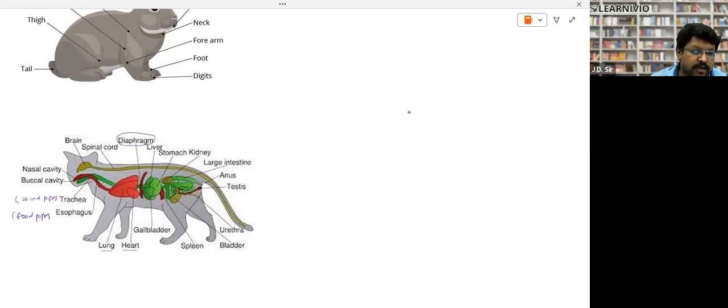So look, the liver is present, the stomach, kidney, large intestine are present. This is the testis, urethra, urinary bladder, spleen, gallbladder. Everything is present which is found in the human. But the respiratory system and digestive system are separated by a muscular structure which is called the diaphragm, right? So these were the general characteristics I explained, and please write down some characteristics of the mammal.